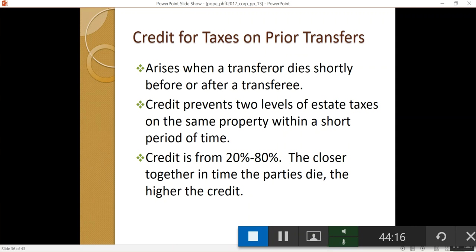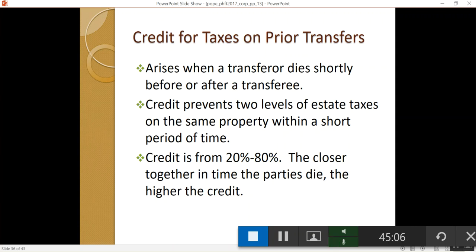And it would be kind of unconscionable, right, if we were taxing the same property twice within a really close period of time. So what they've said is, provided that there's a pretty short period of time between the date of death of the first decedent and the date of death of the recipient of the first decedent's property, as long as the period of time is pretty short, i.e. less than 10 years, then there's going to be a credit of some amount that's going to be allowable on the second decedent's estate.